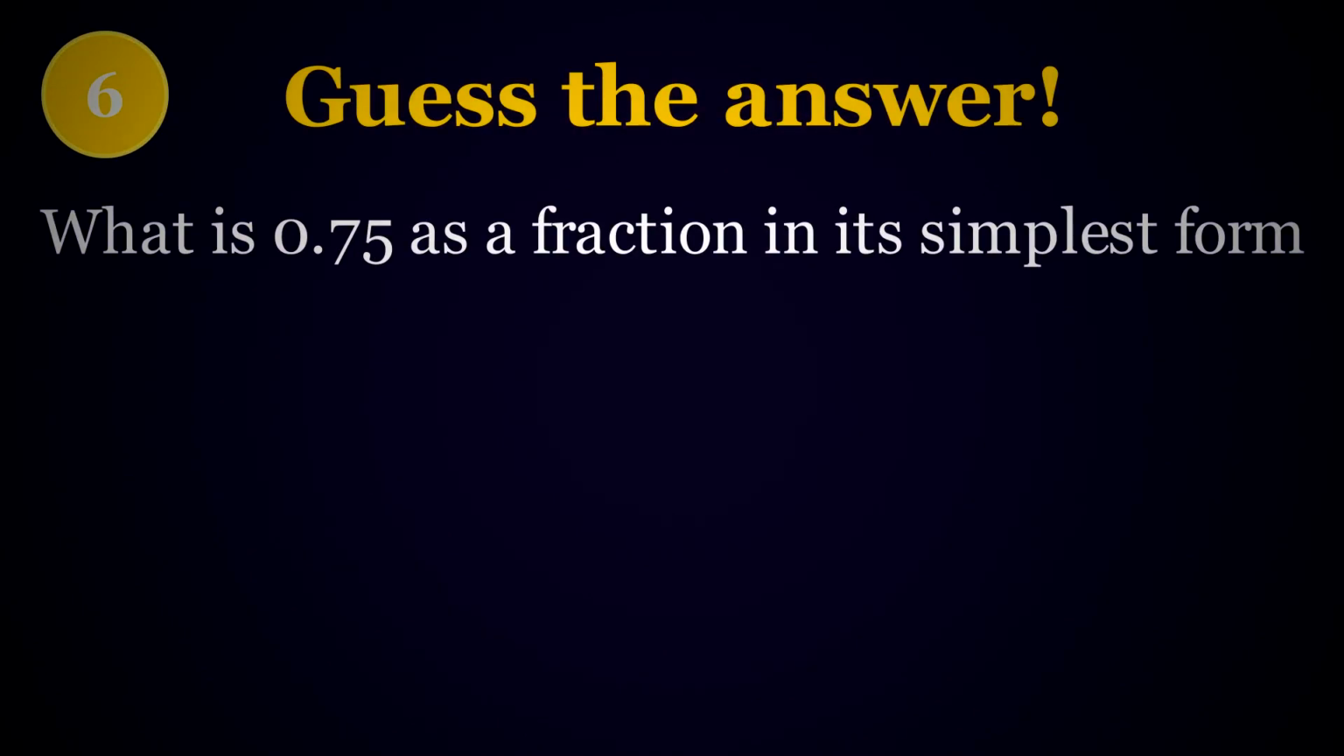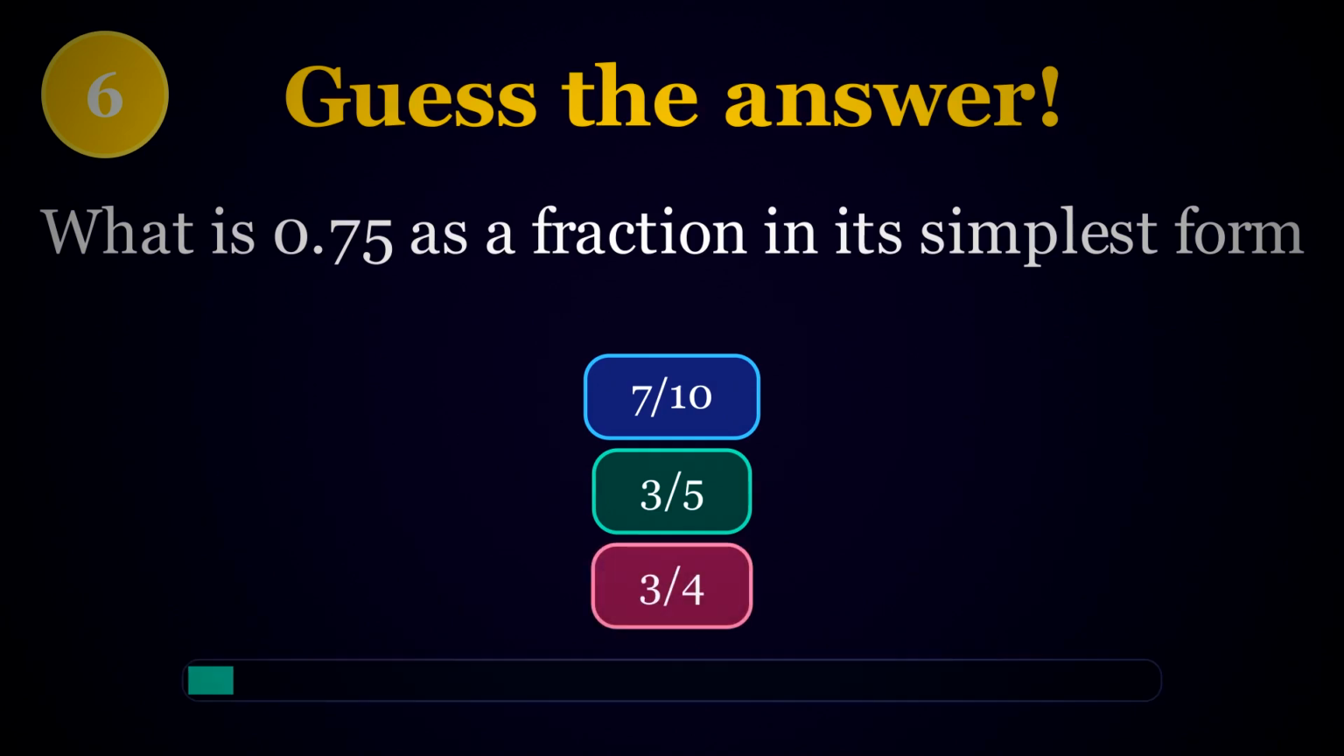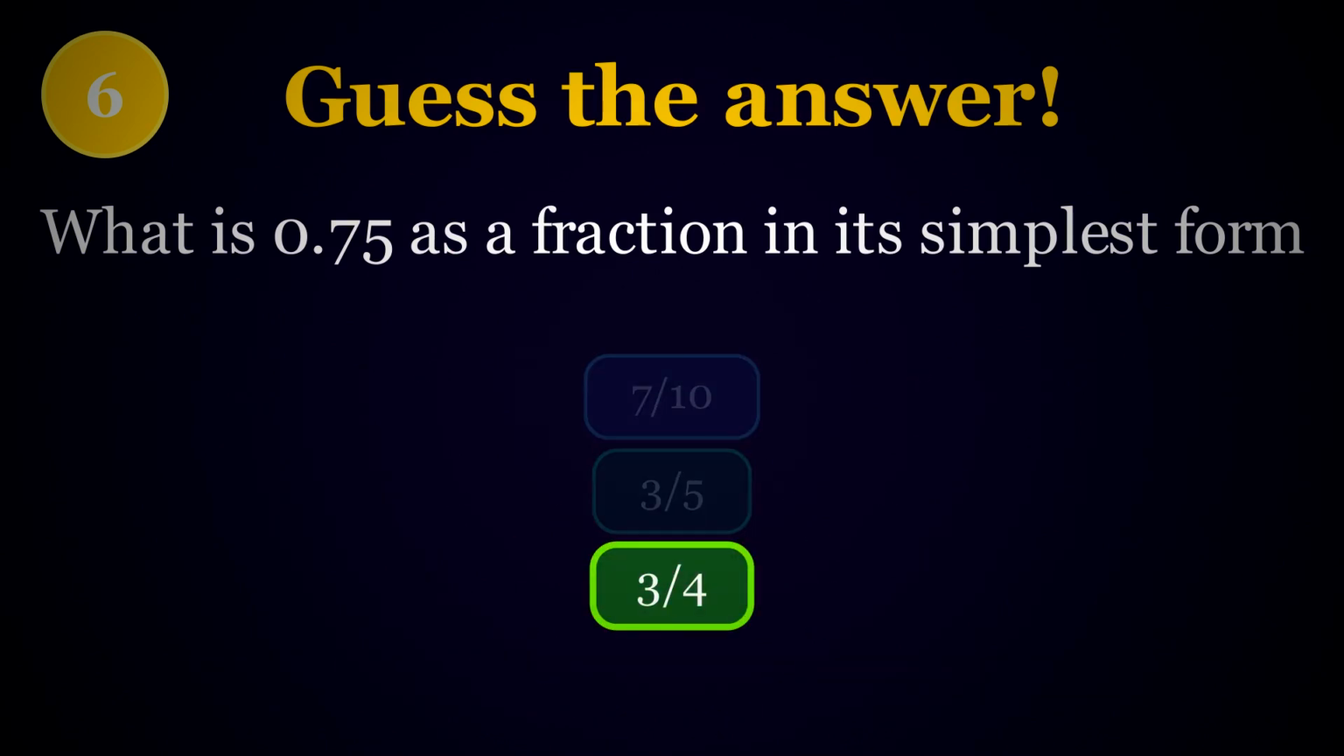What is 0.75 as a fraction in its simplest form? 7/10, 3/5, 3/4. The correct answer is 3/4.